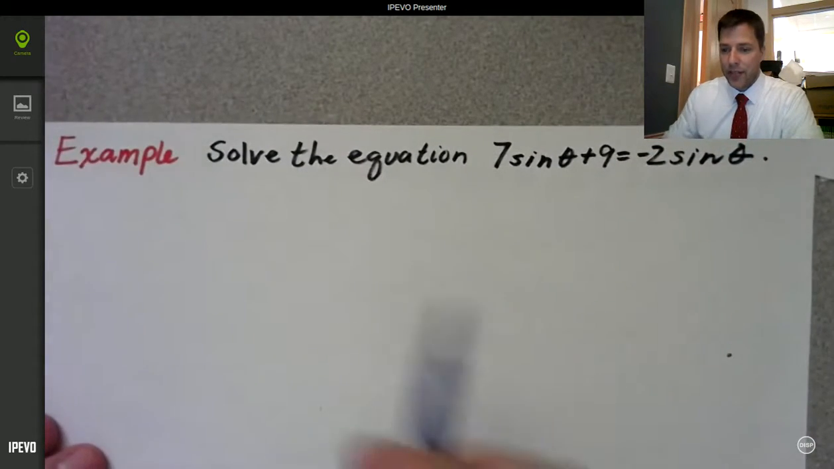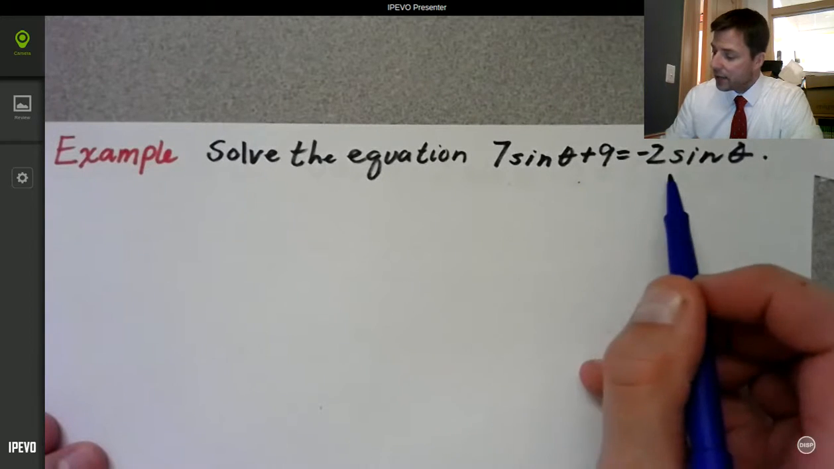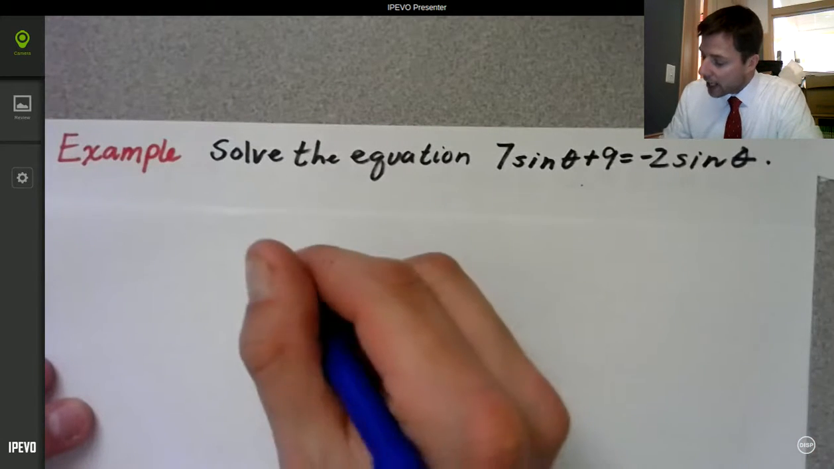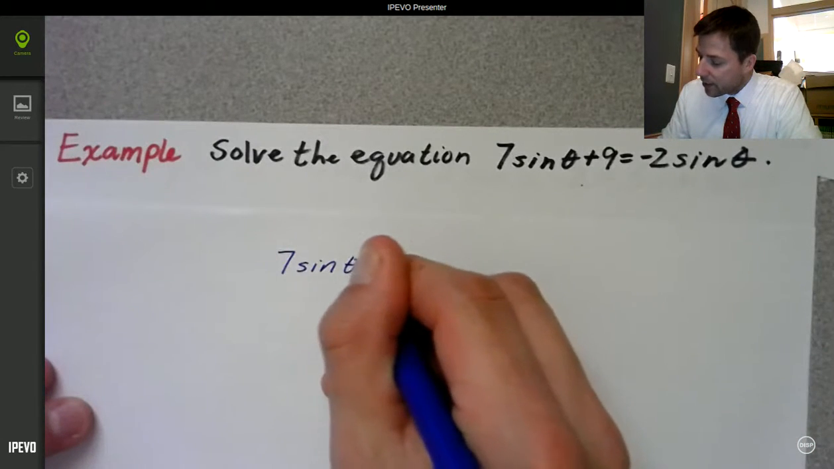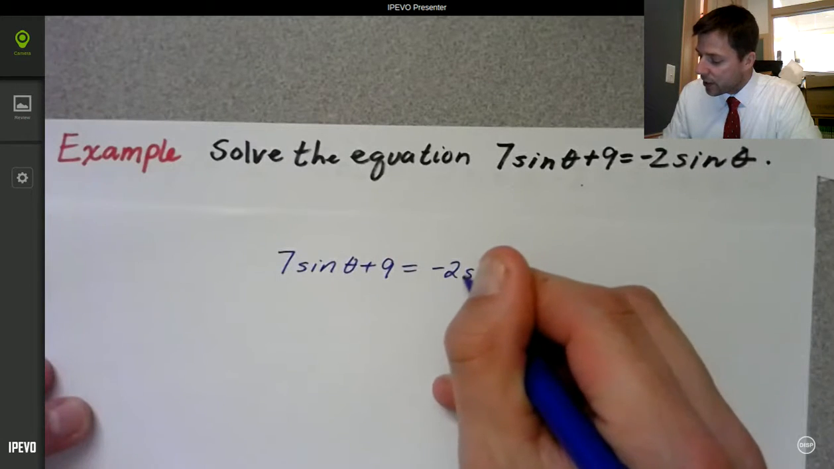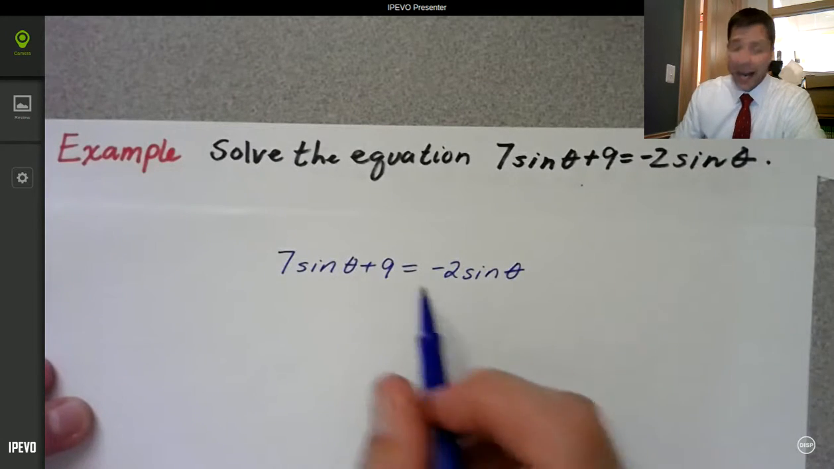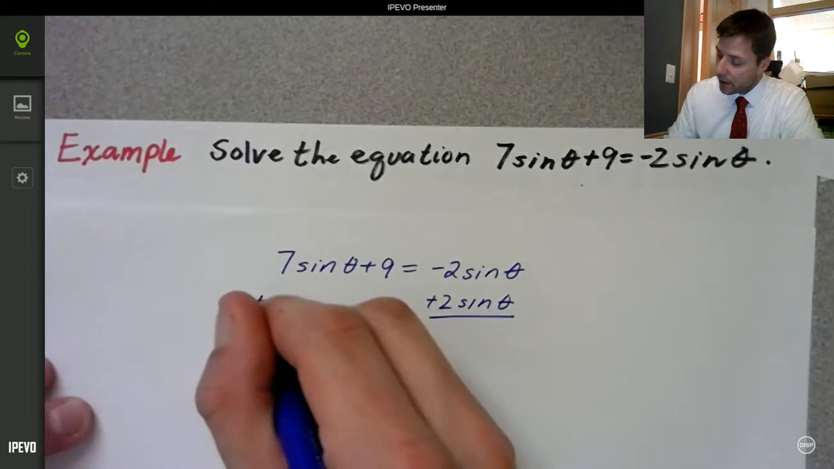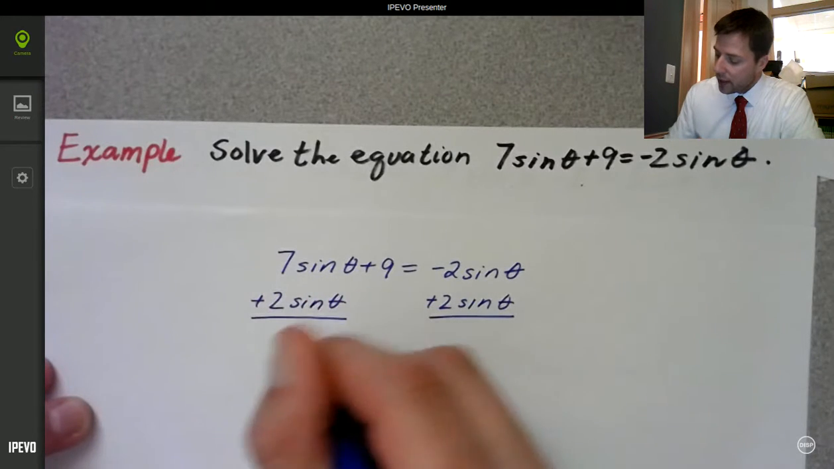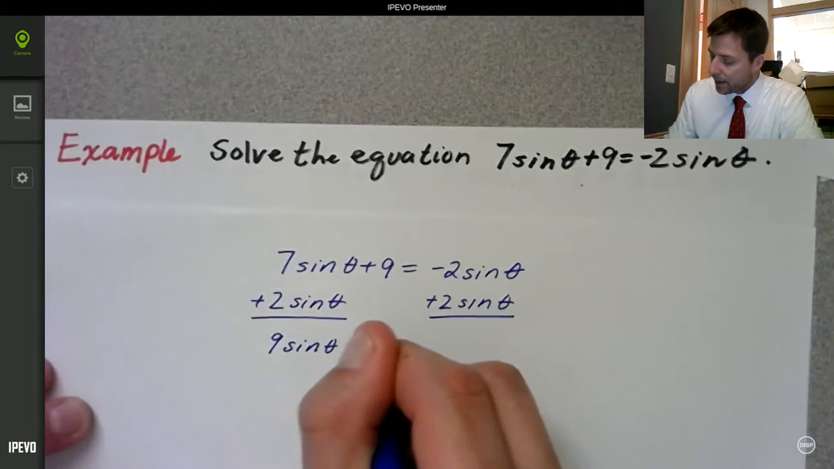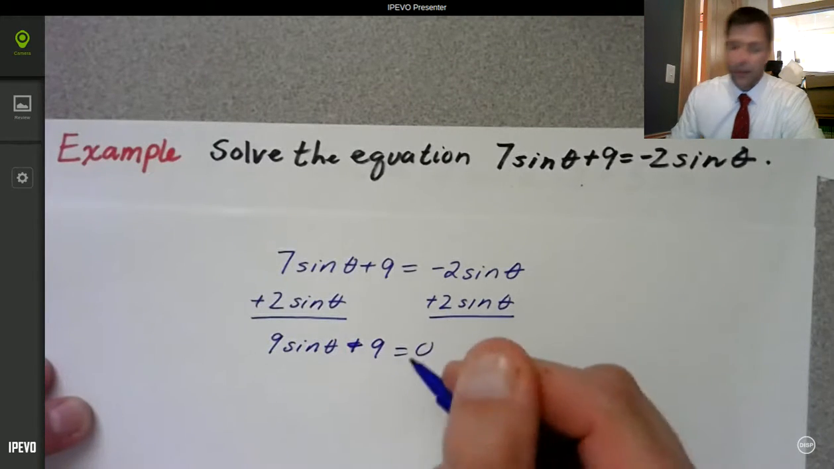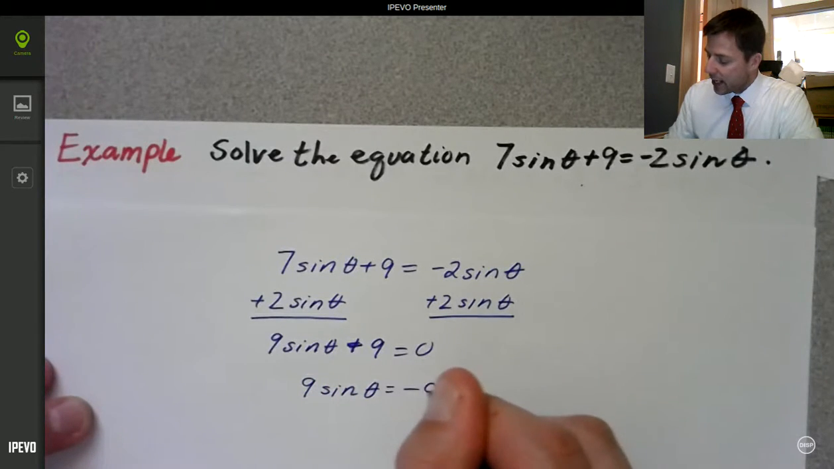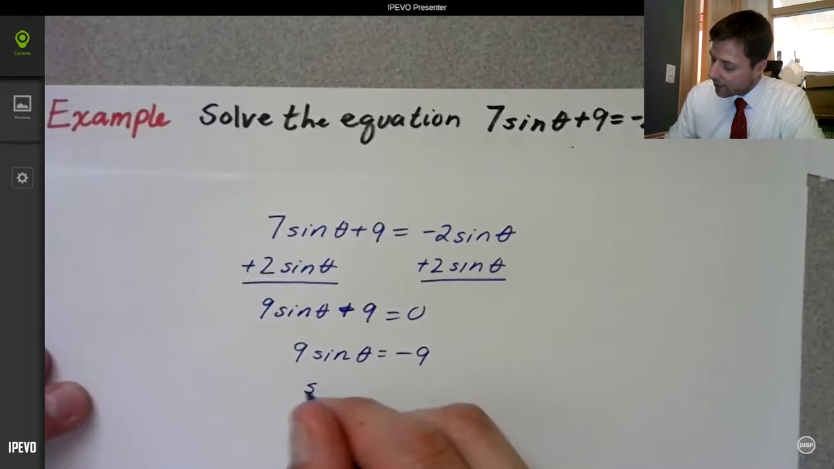Here's another one, and it's multi-step. Solve the equation 7 sine theta plus 9 equals negative 2 sine of theta. So we're at 7 sine of theta plus 9 equals negative 2 sine of theta. I'm going to add 2 sine theta to both sides because that's common. I move the smaller amount. You don't have to, but I choose to do it that way. I have 9 sine theta plus 9 equals 0. I subtract 9 from both sides and I get negative 9. Divide each side by 9, I get negative 1.